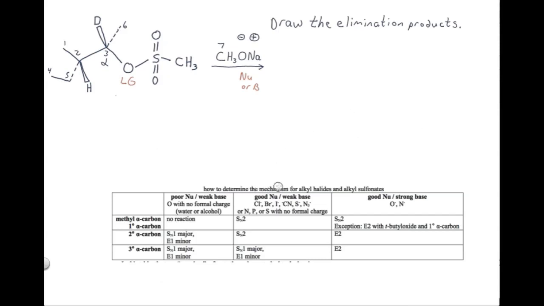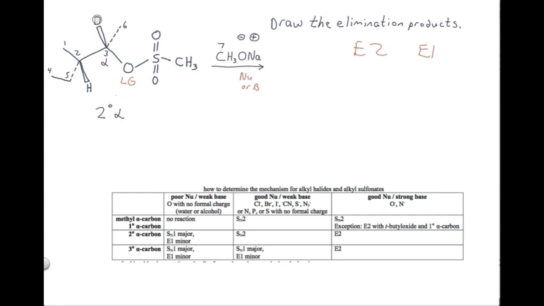Now we have to determine the mechanism. The problem told us that the mechanism will be elimination, but that doesn't tell us whether the mechanism should be E2 or E1. The E in E2 and E1, both of those E's stand for elimination. So we still need the table to determine what the mechanism will be. Well, we have a secondary alpha carbon.